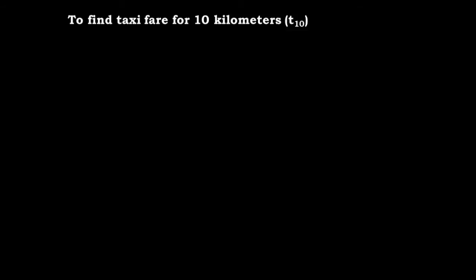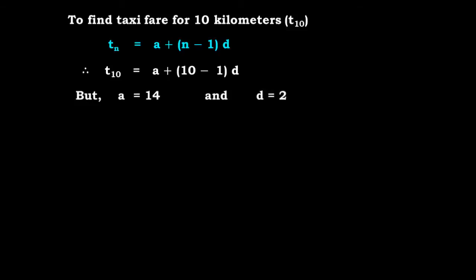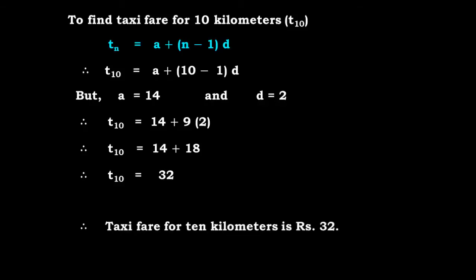So we can use formula T of N is equal to A plus N minus 1 into D. So N is 10, we can substitute N as 10. T of 10 is equal to A plus 10 minus 1 into D. So A is 14 and D is equal to 2. So we can substitute the values. T10 is equal to 14 plus 9 into 2. 9 into 2 is 18. 14 plus 18 is equal to 32. That means taxi fare for 10 kilometers is rupees 32.